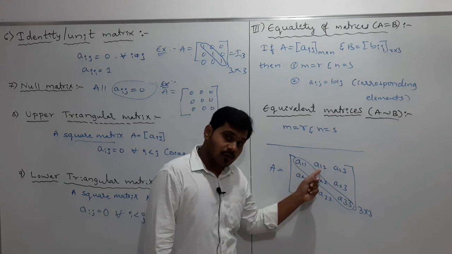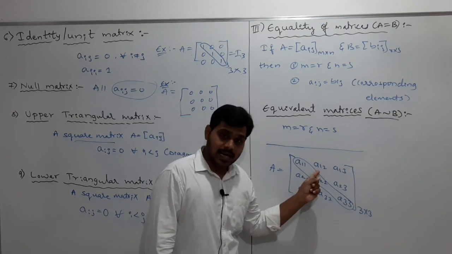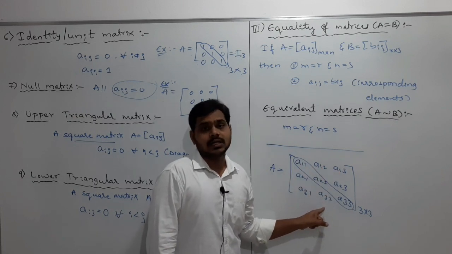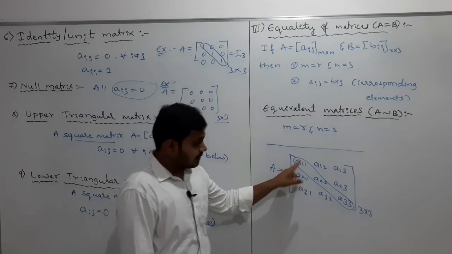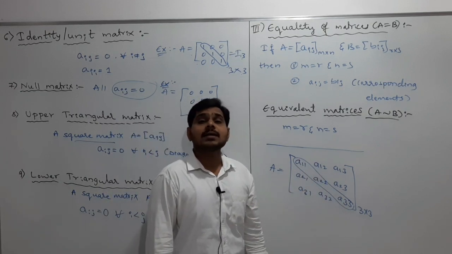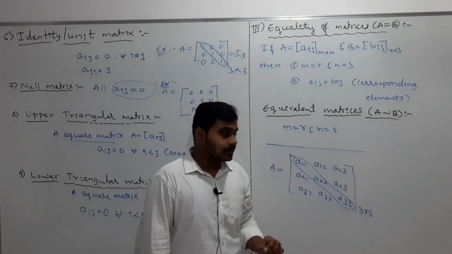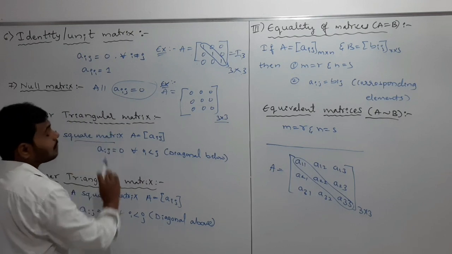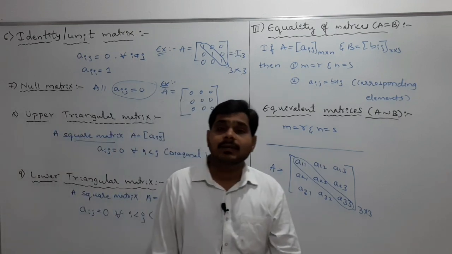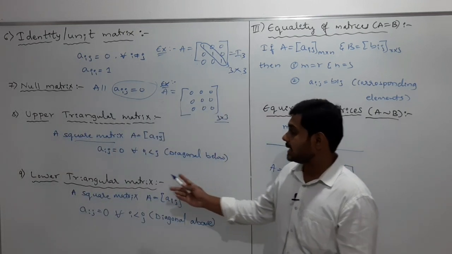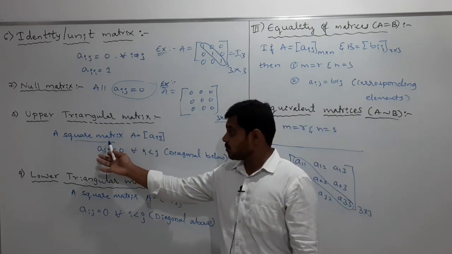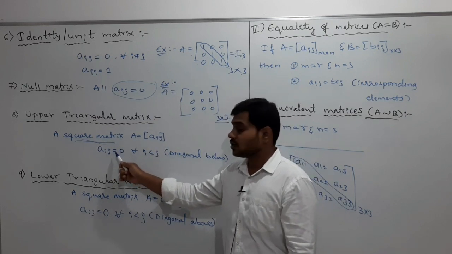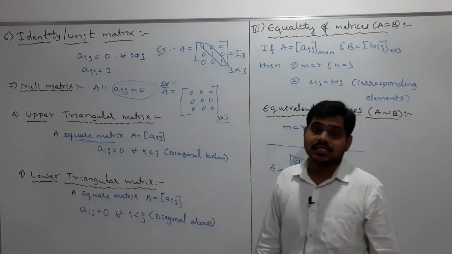A12 means the element which lies in the first row and the second column. Clear? So like this we will write. And A11, A22, A33 we can call diagonal elements. Now the concept to understand is what is meant by an upper triangular matrix. Upper triangular matrix is defined for a square matrix. This is very, very important. A square matrix A equals Aij, where Aij equals 0 for all i less than j.